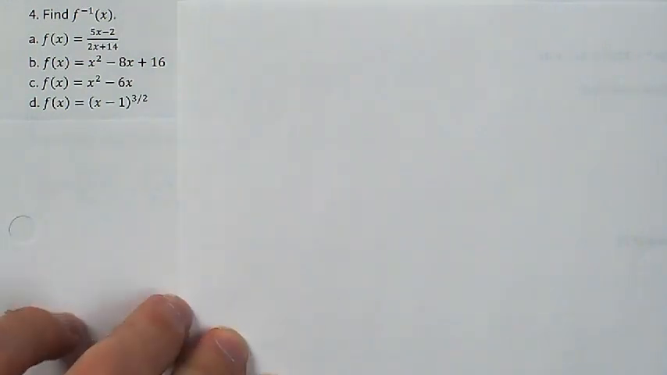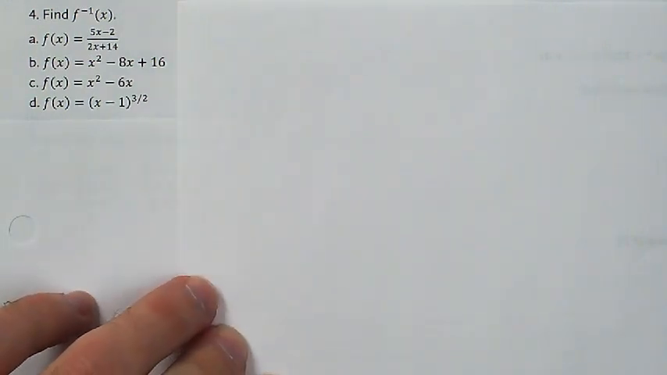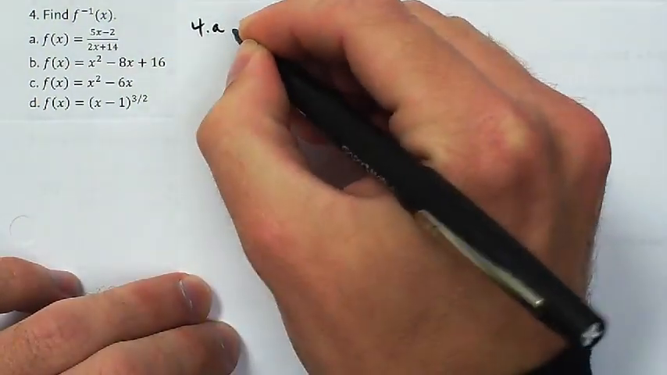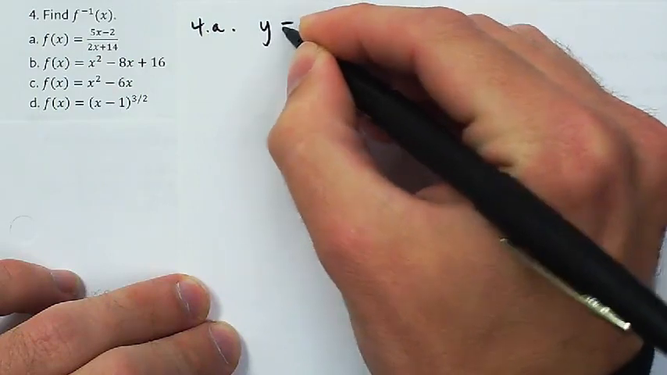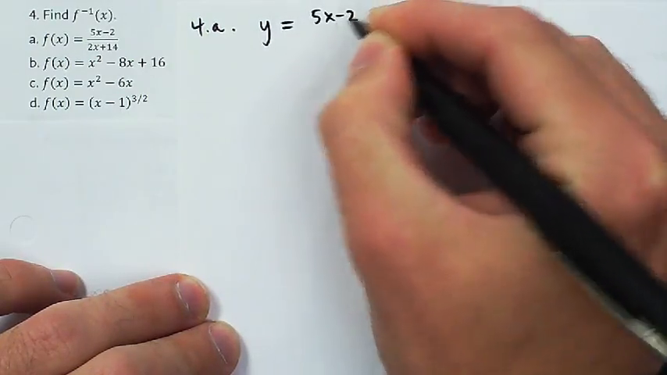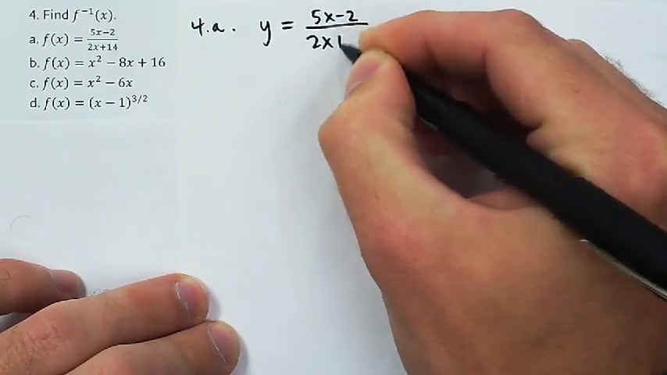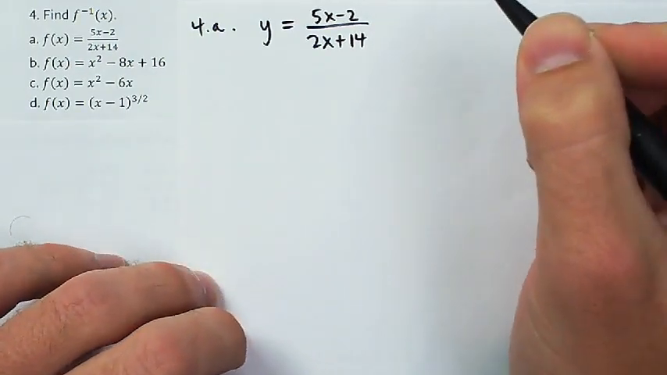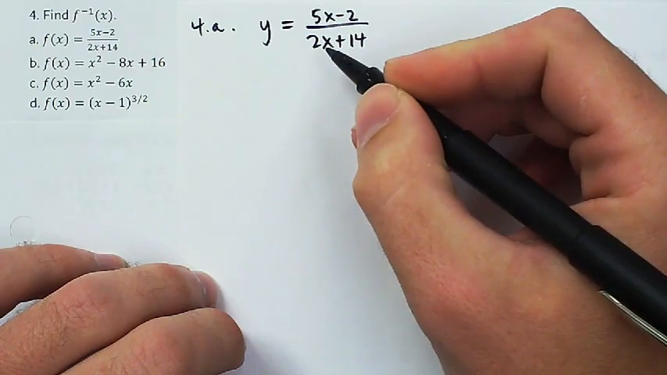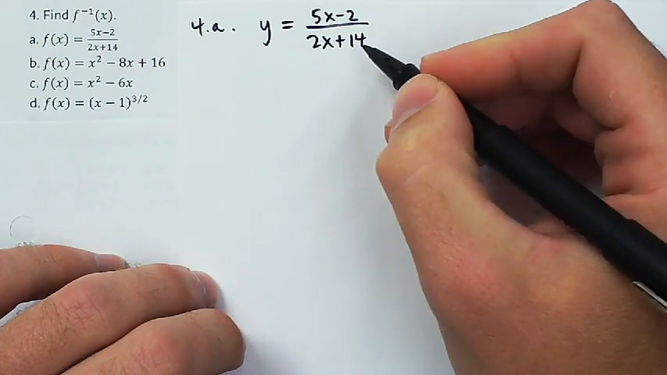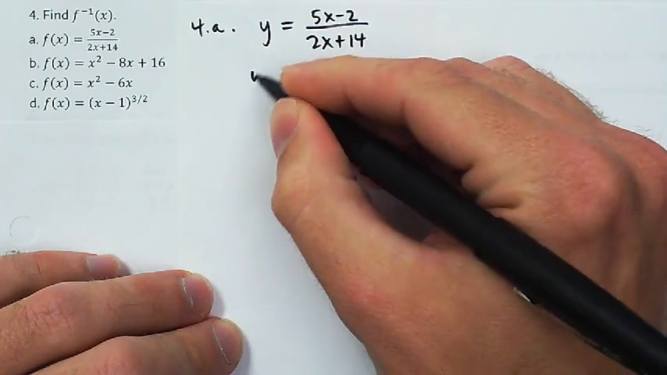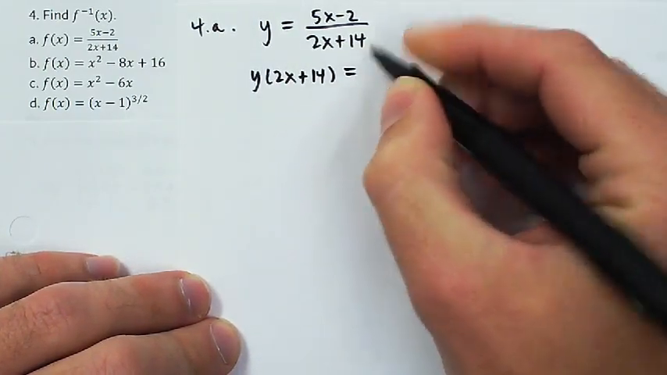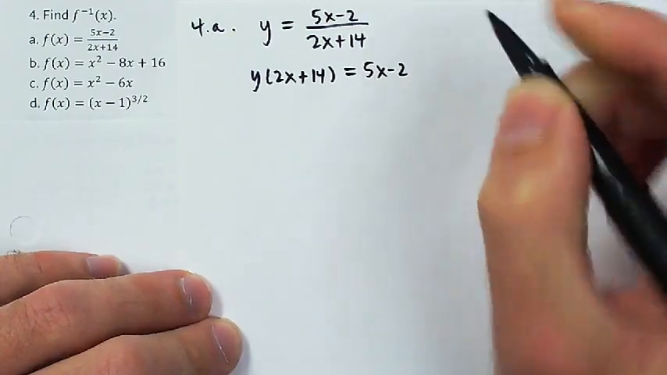Okay, with number 4, we're going to be kind of starting to review a little bit. So we're going to compute f inverse of x. So I've got y equals (5x minus 2) over (2x plus 14). And that's, okay, yeah, this will be fine. We can do this. We're going to solve for x. So I guess we're going to have to multiply both sides by 2x plus 14. So y times (2x plus 14) equals 5x minus 2.